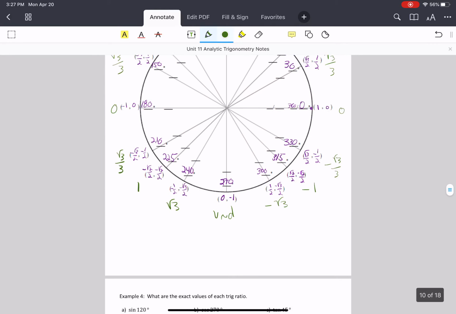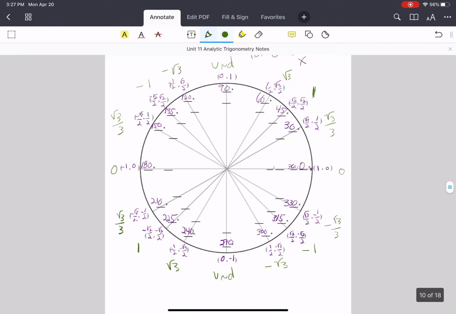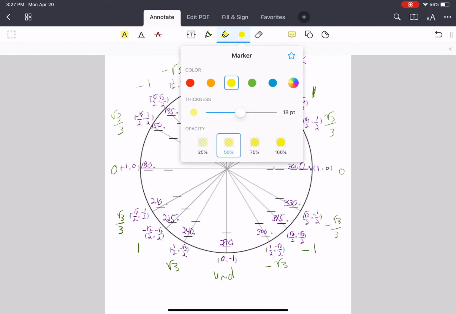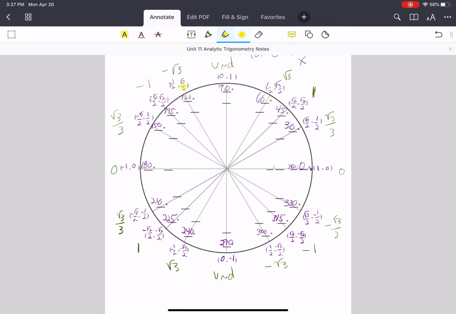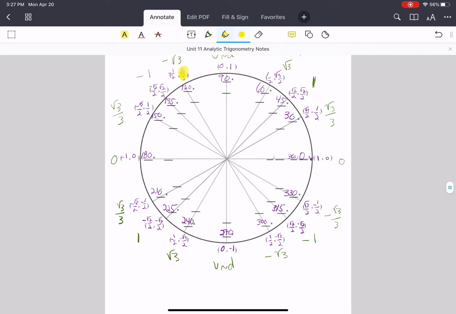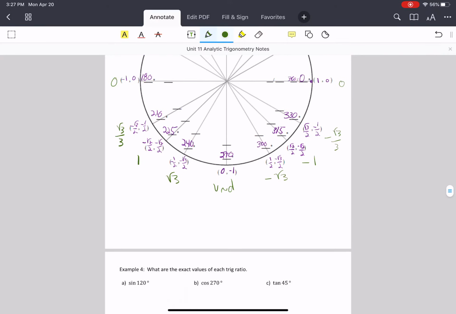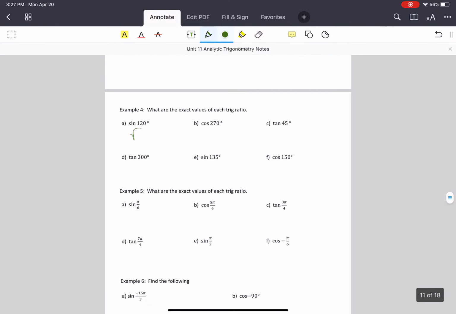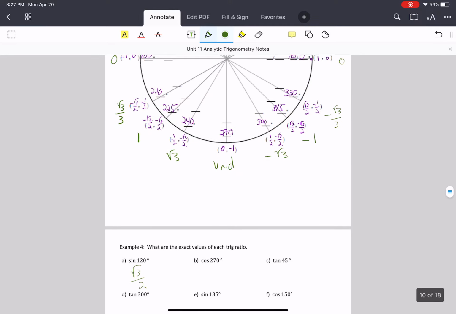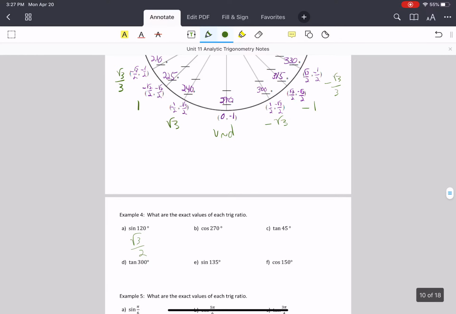So I'm gonna go back up to my unit circle, I'm gonna find 120 and it's the sine, so I want the y coordinate there. So that would be right there, the root 3 over 2, okay? You can check it by typing it right into your calculator, okay? Cosine of 270 is going to be the x coordinate at 270, so that would be 0.